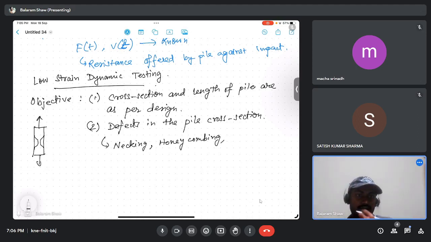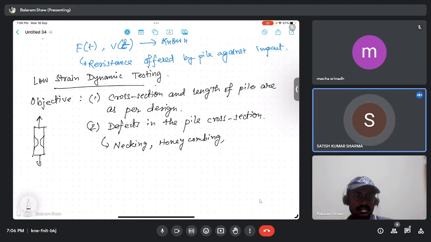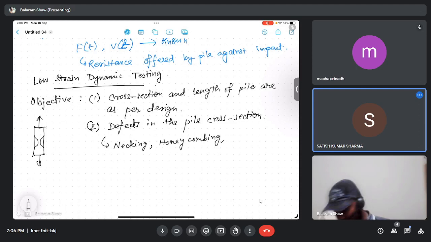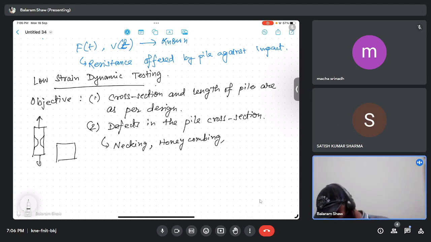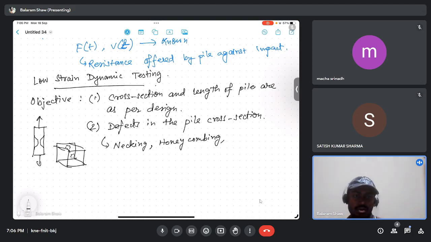What is honeycombing? In concrete, you might have seen pores in the body of concrete which makes it weak. Correct. So let us say this one is the concrete, and some kind of space has been left somewhere while doing the concreting, so that can make the concrete weakened, and that can lead to failure. So that is one kind of defect. That kind of defect can be there in the pile.